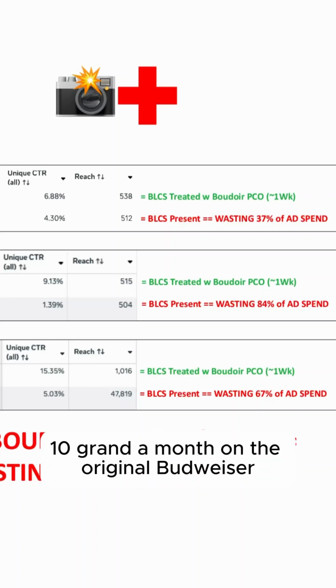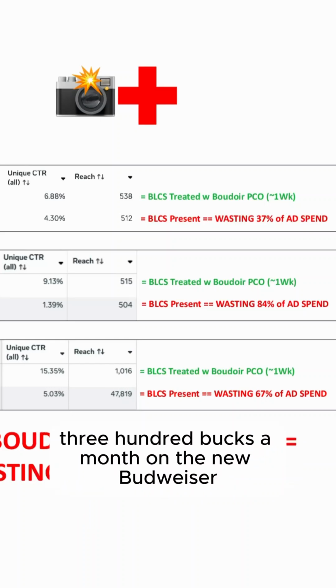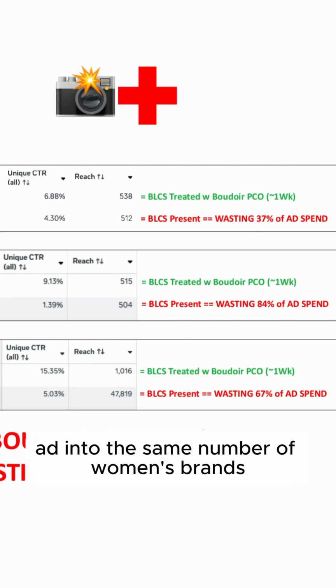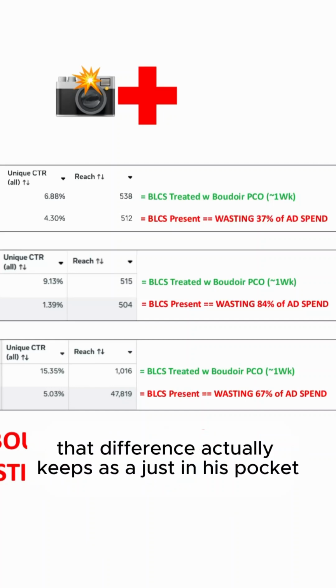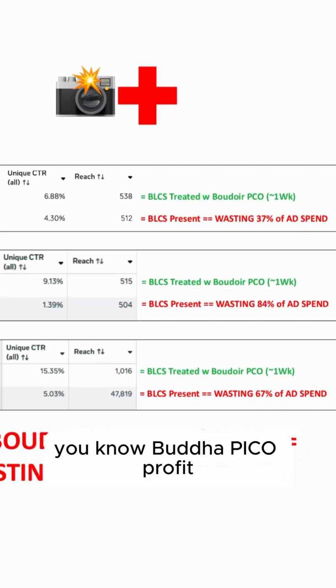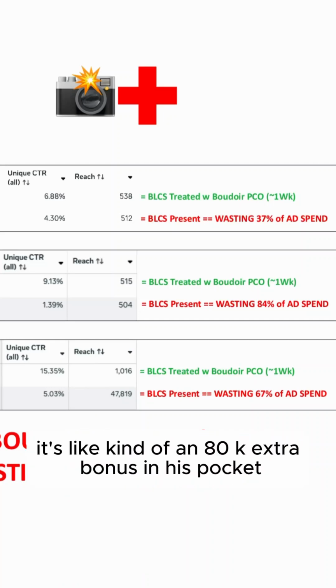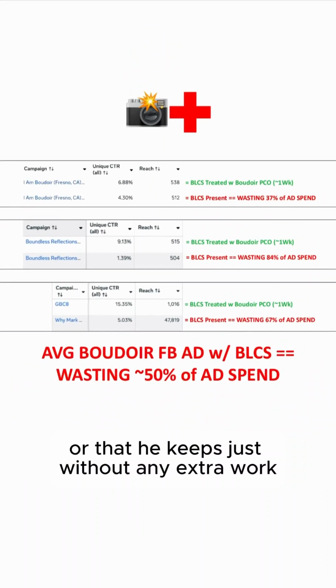So if he was spending 10 grand a month on the original Boudoir Facebook ad, now he only needs to spend $3,300 a month on the new Boudoir Pico treated ad, and he'll get his ad into the same number of women's brains. And that $6,700 a month delta, that difference, he actually keeps in his pocket. Again, as another phantom profit, Boudoir Pico profit, whatever. After 12 months of this, it's kind of an 80K extra bonus in his pocket that he no longer has to pay for, or that he keeps without any extra work.